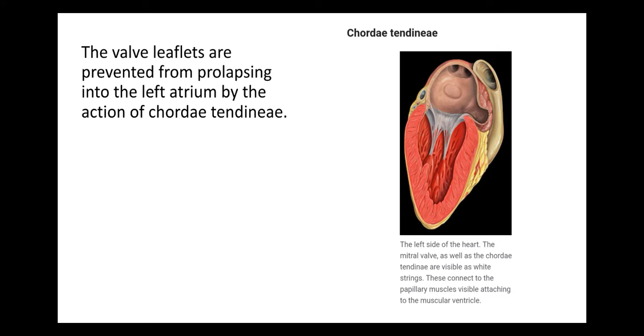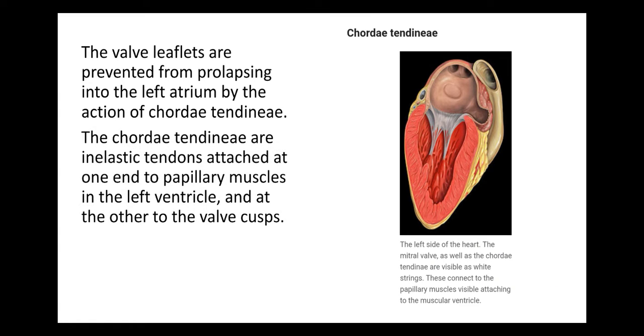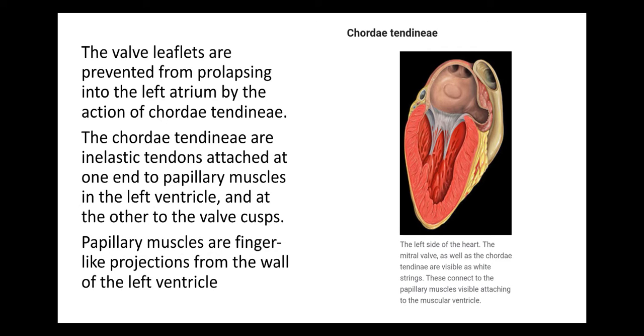The valve leaflets are prevented from prolapsing into the left atrium by the action of the chordae tendineae. The chordae tendineae are inelastic tendons. These are inelastic tendons attached at one end to tiny muscles called papillary muscles in the left ventricle. Now, the other end is attached to the valve cusps. Papillary muscles are finger-like projections from the wall of the left ventricle. Now, these are the papillary muscles.